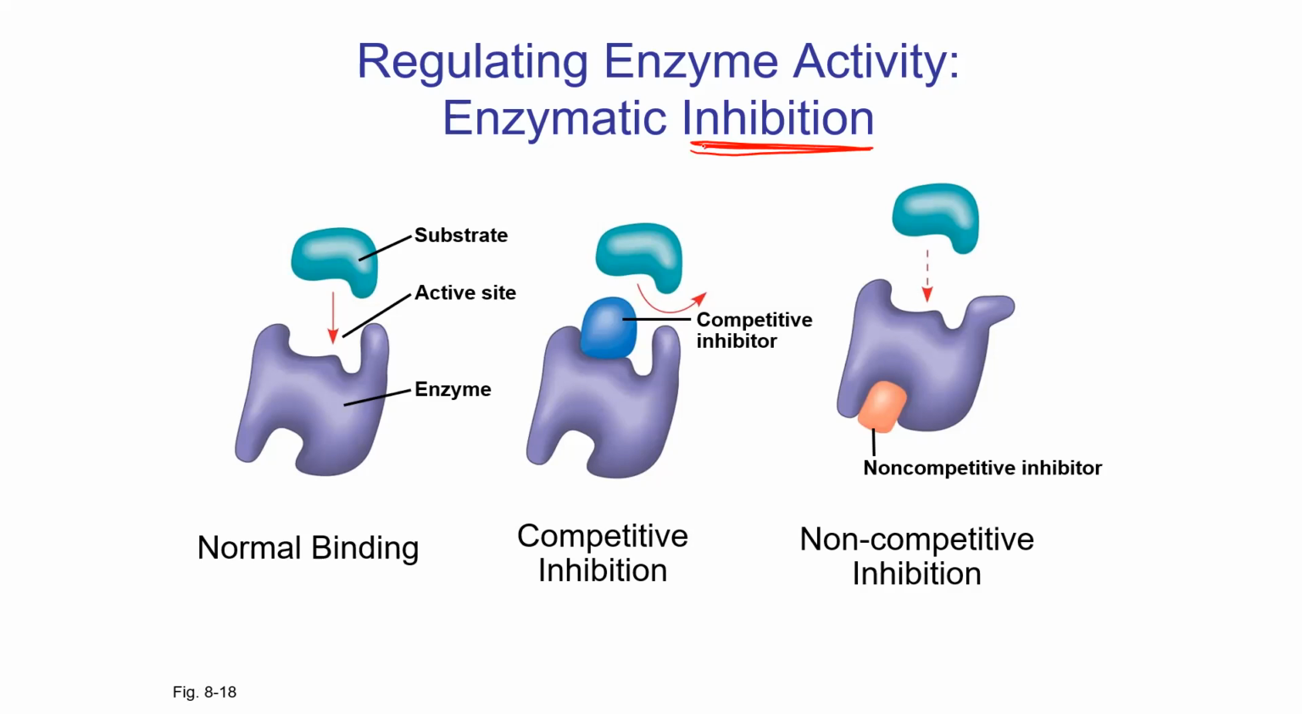There are different ways to inhibit enzymes. You can see they're showing two different types here. We've got competitive inhibition. And in competitive inhibition, we have an inhibitor here that is binding the active site and therefore blocking the substrate. In non-competitive inhibition, it's binding somewhere else on the enzyme, and still it's affecting the active site, usually by changing the shape of the enzyme.